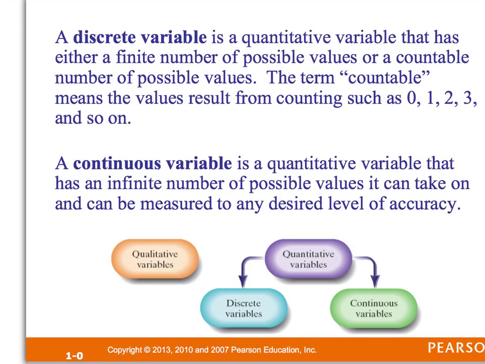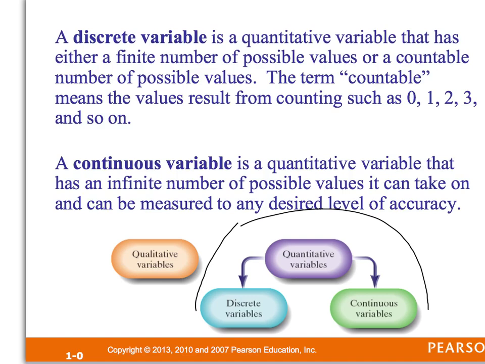Now, as you can see on the bottom here in this diagram, quantitative variables can be broken into two different kinds, discrete and continuous. Now, a discrete variable is a quantitative variable that has either a finite number of possible values or a countable number of possible values. So the term countable means the values result from counting, such as 0, 1, 2, 3, etc. A continuous variable is a quantitative variable that has an infinite number of possible values it can take on and can be measured to any desired level of accuracy.